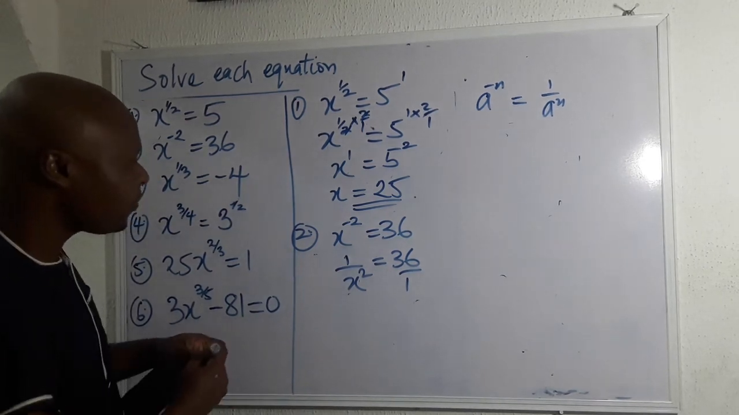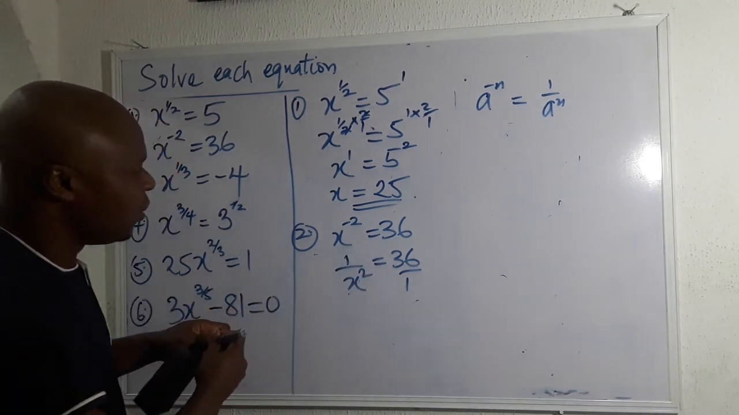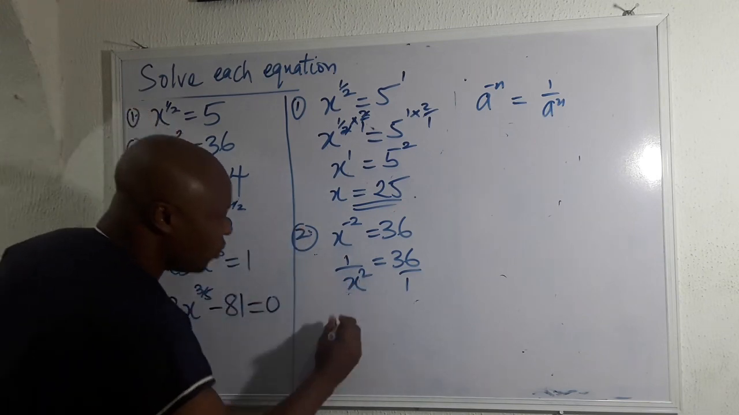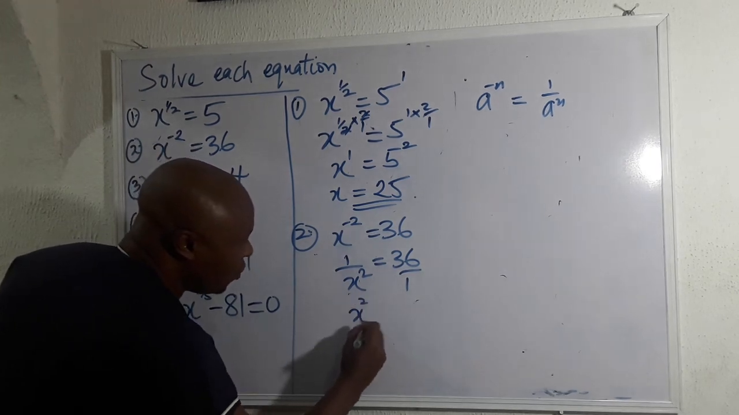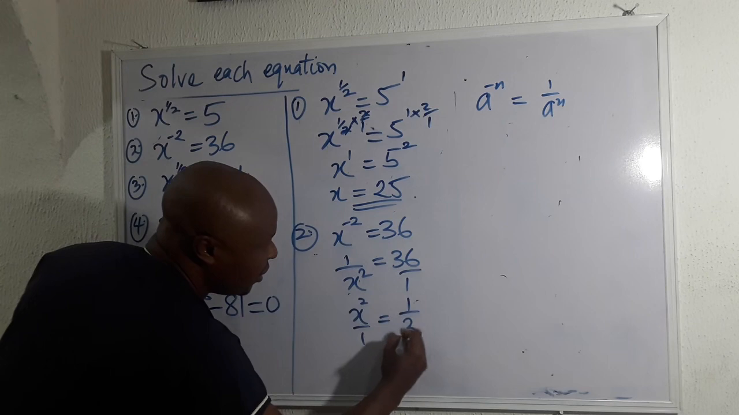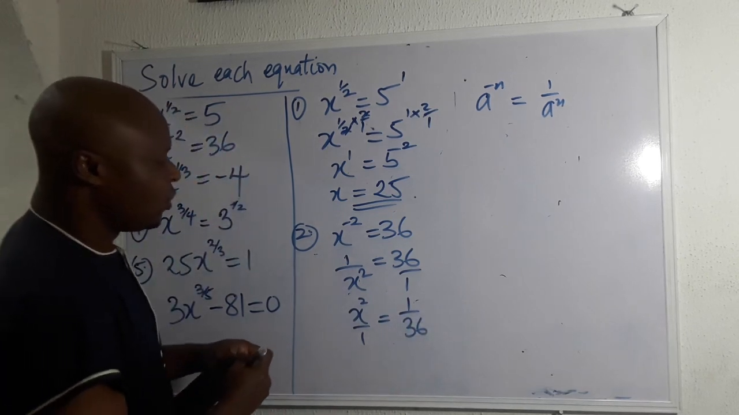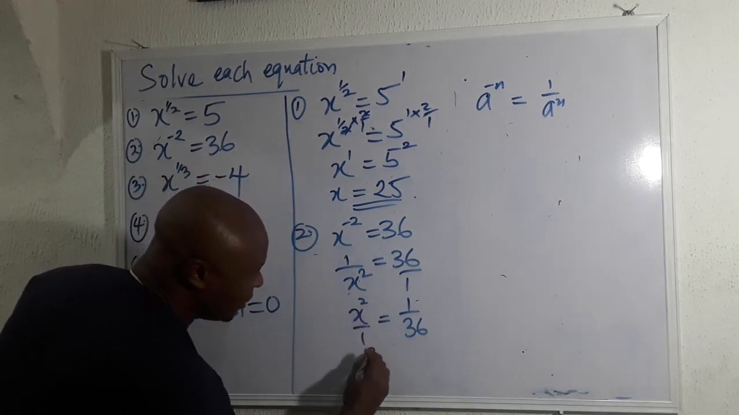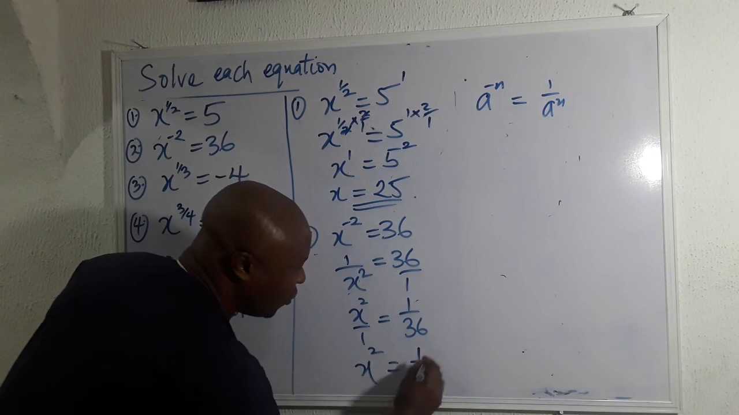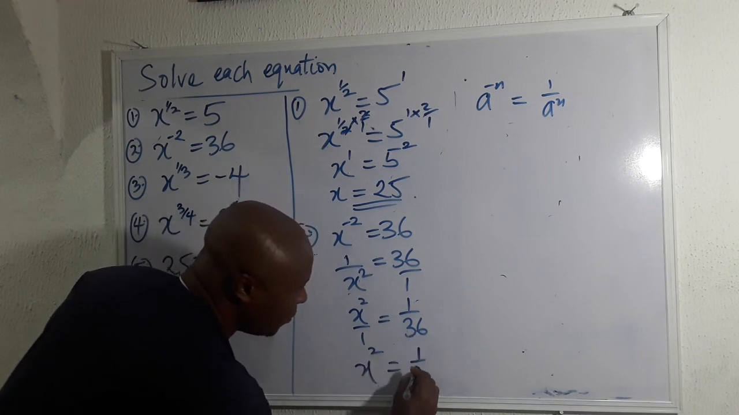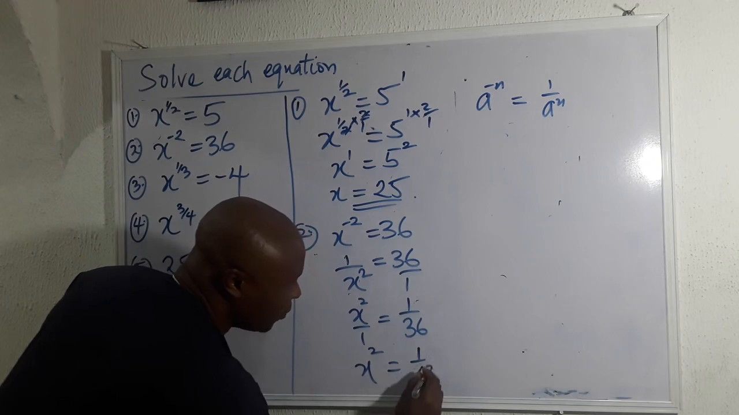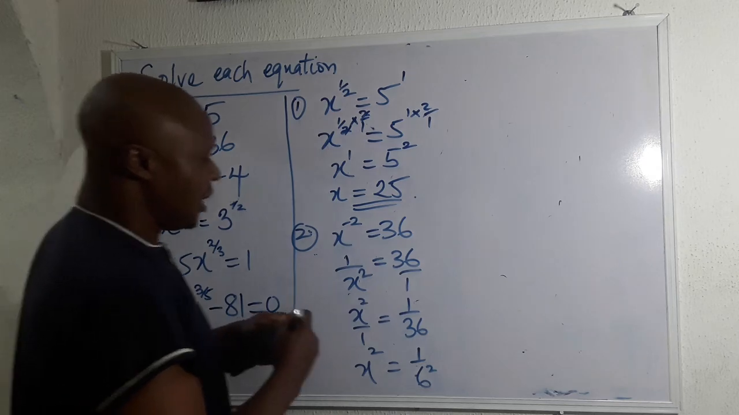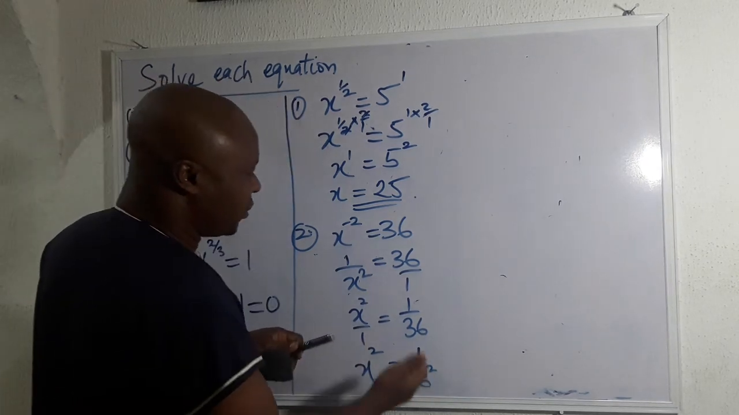And this 36 is the same as 36 over 1. So now we can take the inverse of both sides. So that would be x raised to power 2 over 1 is equal to 1 over 36. So what would that give us? x raised to power 2 over 1 is the same thing as x raised to power 2, and that will be equal to 1 over 36, and 36 is the same thing as 6 raised to power 2. So, and that will give us, now we can bring this one up.